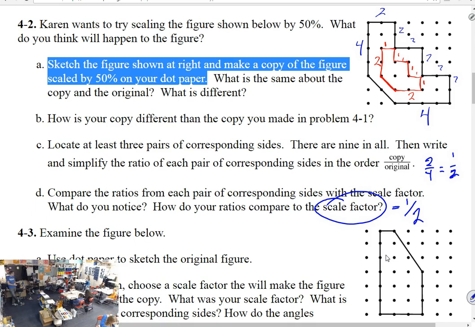Any questions on 4-1 or 4-2? Most of us have a pretty easy time with this because it's spatial, it's visual. We can see it, it's tangible. We can even build it if we want.